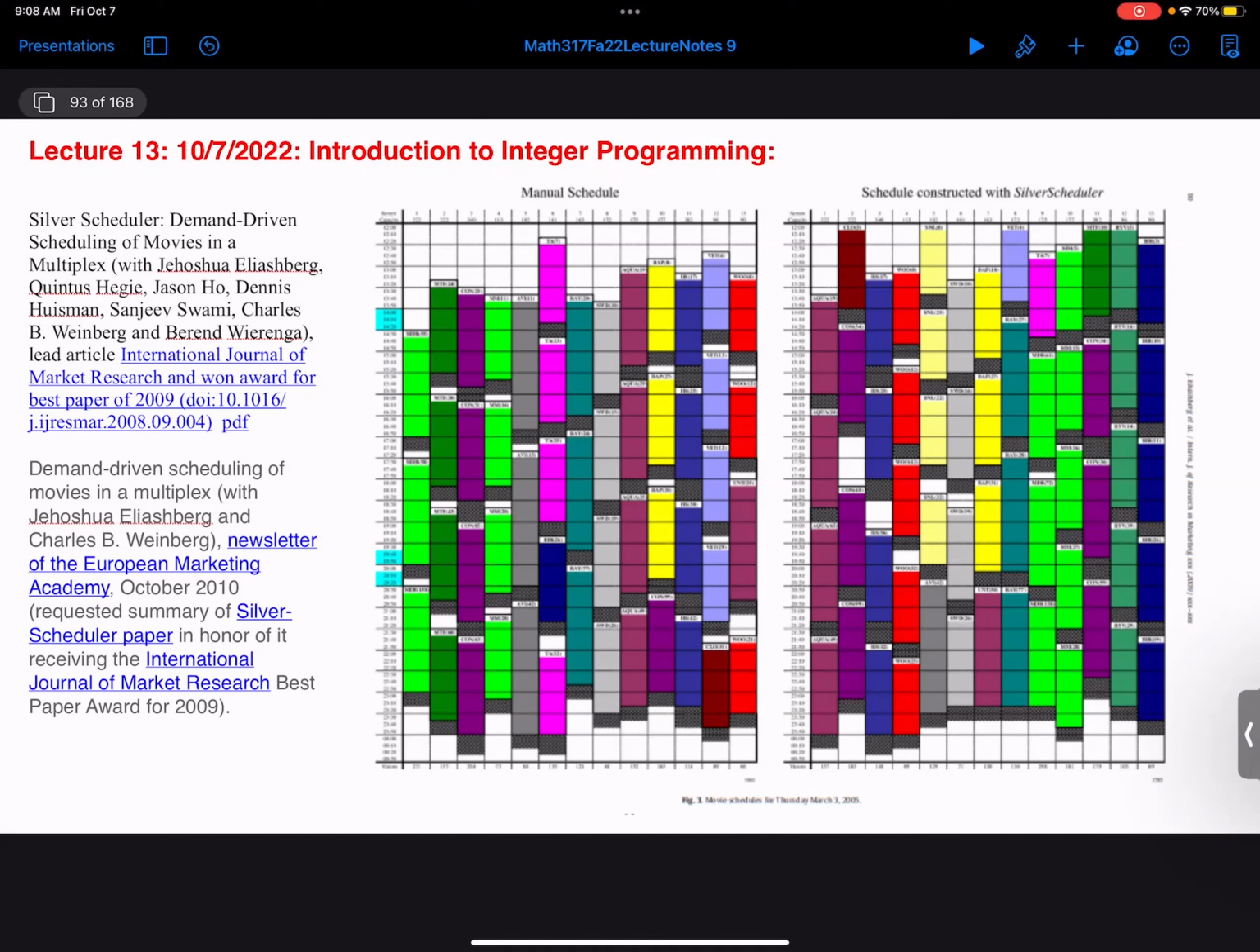Okay. And we're going to have two types of constraints. I will call them hard constraints and soft constraints. A hard constraint must be satisfied. If you do not satisfy this, this is not allowed. A soft constraint is something that's desirable.